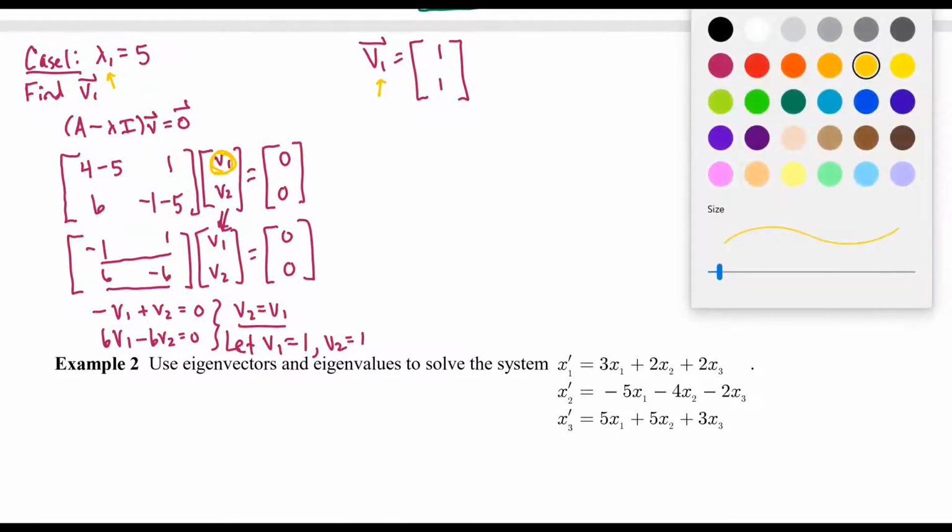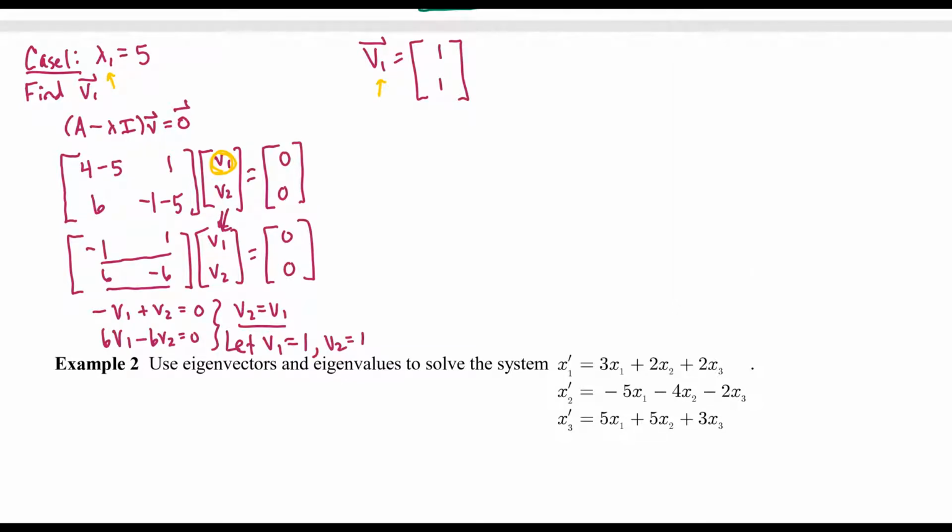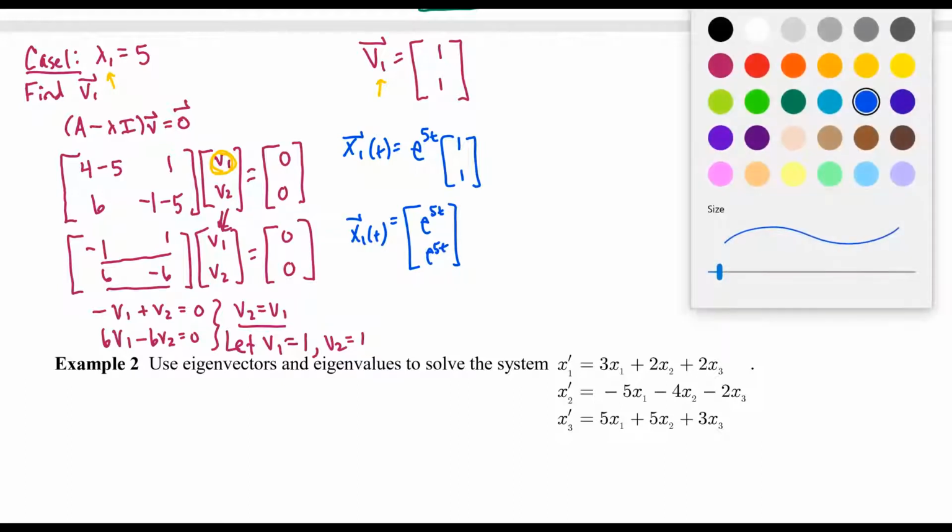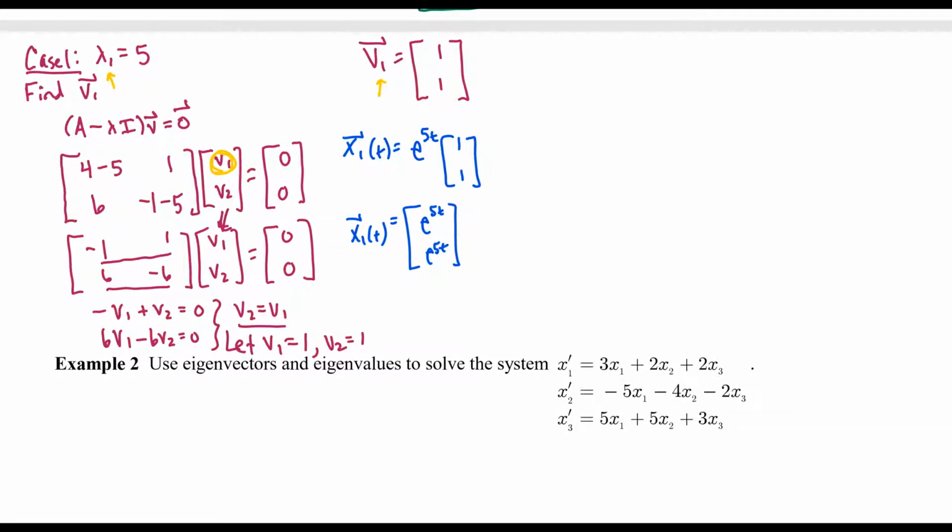Now let's express this as a particular solution. X sub 1 of t then is equal to e to the lambda sub 1 t times eigenvector 1, 1. That is one particular solution. So the multiple here indicates that I should multiply each component by e to the 5t. So we end up with this as our first particular solution. Okay, but we have two. We need to repeat this process again for our second eigenvalue.